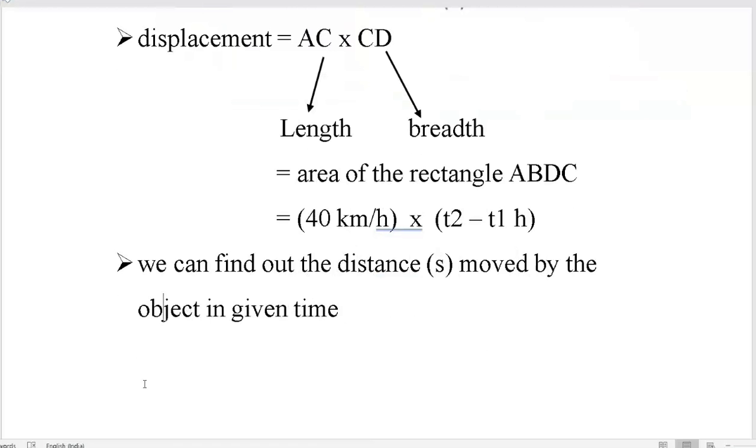In our next sessions, we will talk about how velocity time graphs can show uniformly accelerated motion, uniform retarded motion, non-uniform motion, and even distance traveled.